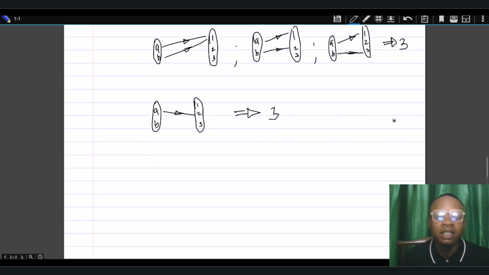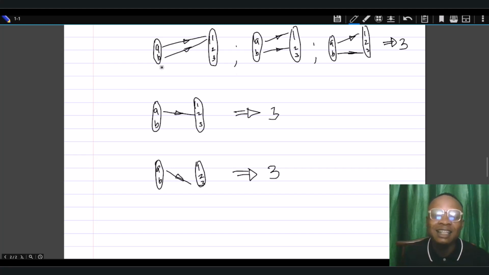And finally, if we now choose to map A to 3, look at it now, A is being mapped to 3, that means A comes this way. If A comes this way, then we know for B, B can go to 1, B can go to 2, and B can go to 3. Altogether from here, we have 3 options to pick from. And that covers all possible functions that we can get using these sets here.